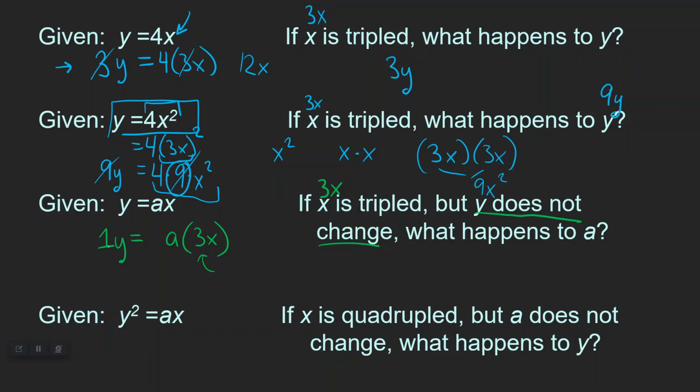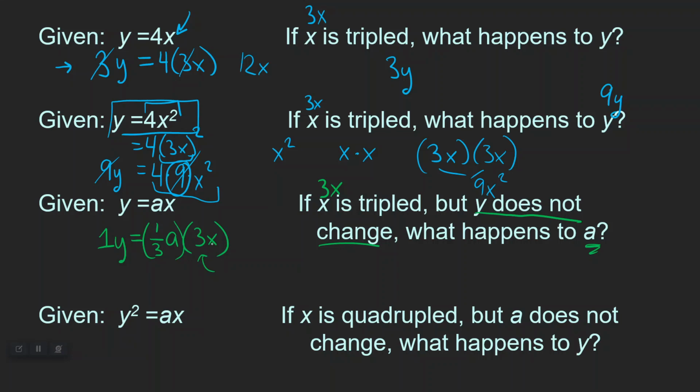Now, I've multiplied the right side by 3. Normally, we would multiply the left side by 3 as well, but we can't because y can't change. So something else has to change. A is going to change by some sort of factor. Notice the left side didn't change. So overall, we've multiplied by 3 on the right side, but we need to undo this 3. And in order to do that, a is actually going to be cut in a third.